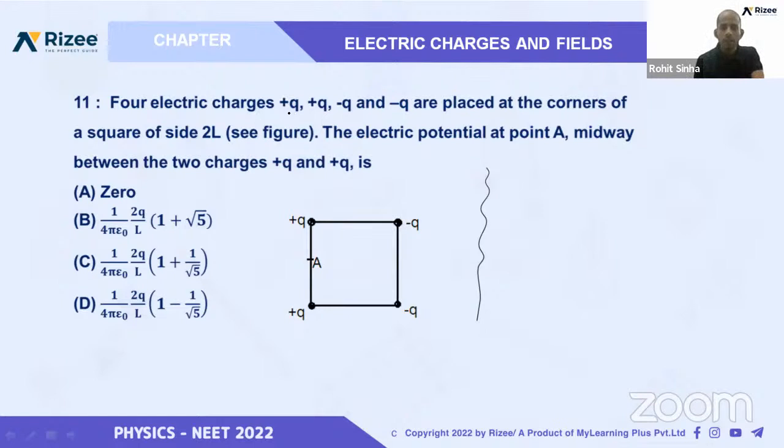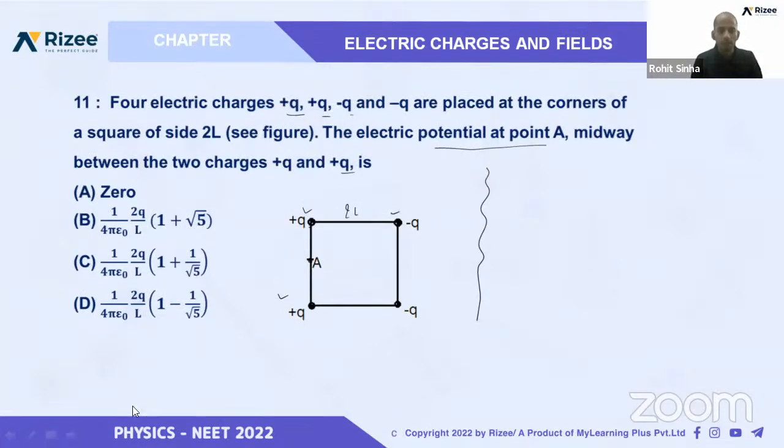See what it is telling: we have 4 charges, plus q and a combination of charges, as shown here. It says the side of the square is 2L, and the electric potential at A, at this point between plus q and plus q, will be what? Any answer? Any guessing? Okay, nobody. Let us go through the question.